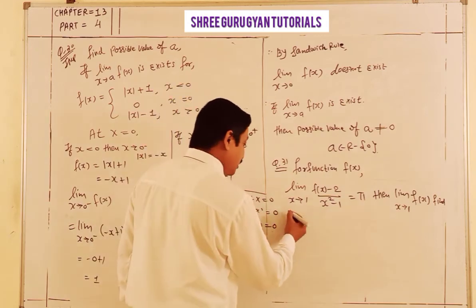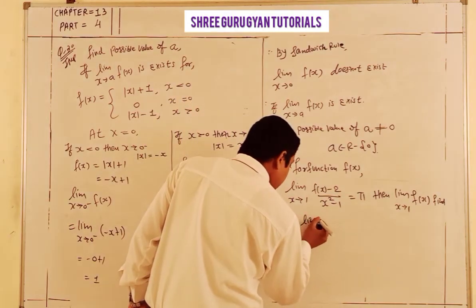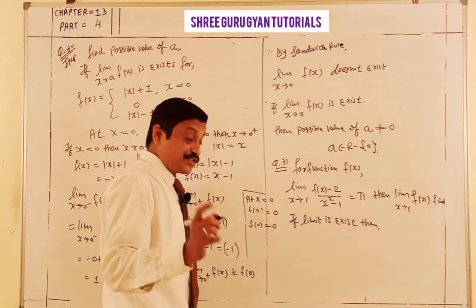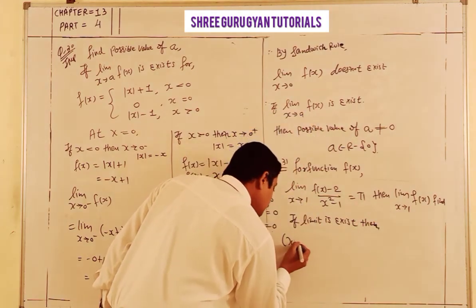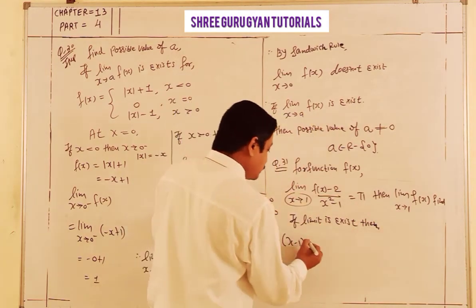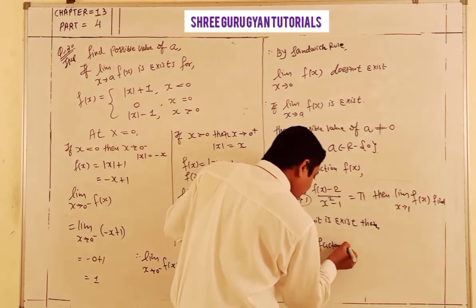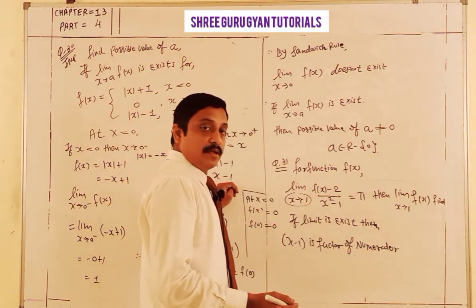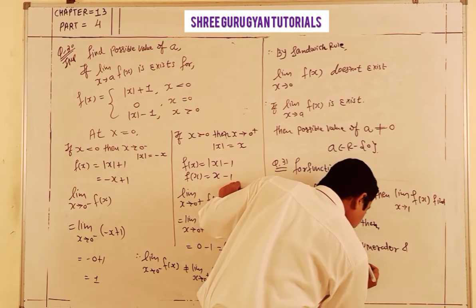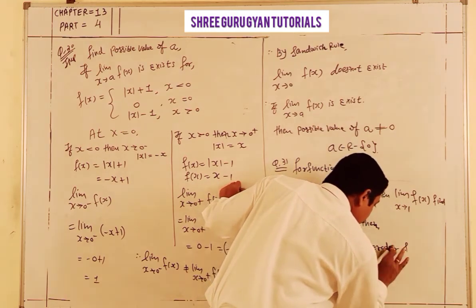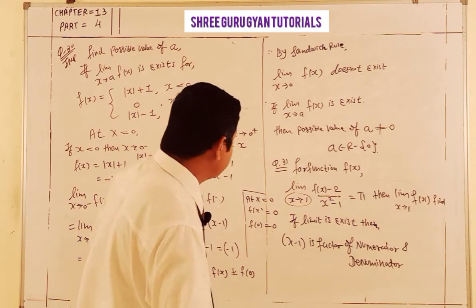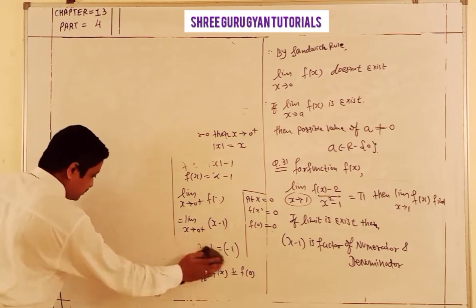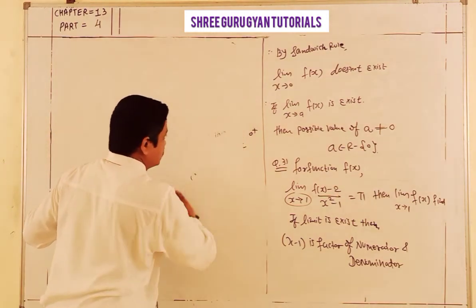So I will start my numerical. If the limit exists, then it is necessary that x minus 1 is a factor of the numerator and denominator. So this factor I will utilize in the numerator. The denominator already has that factor, see students. So your answer is converted that way.